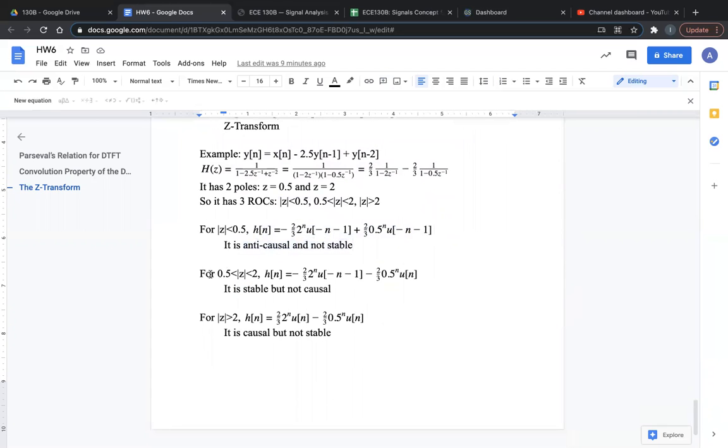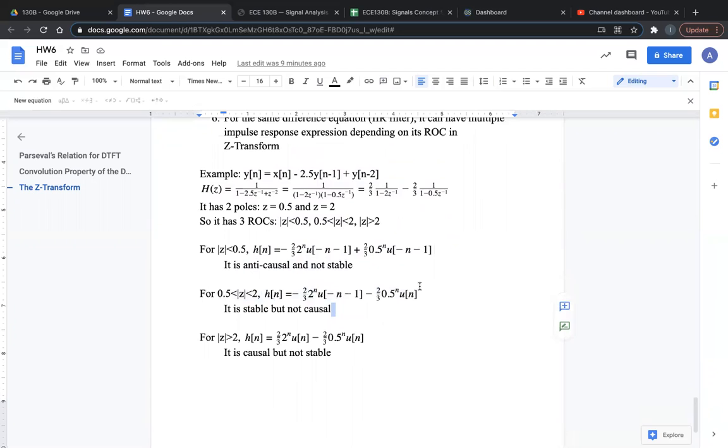For this one, it has a region of convergence that is a ring, and it is stable, but it is not causal. For the last one, it has a region of convergence that is outside a ring, so that it is causal. But since it does not contain the unit circle, it is not stable.